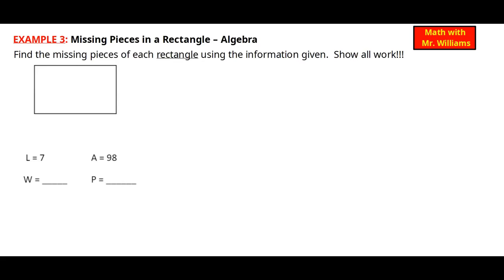Math with Mr. Williams. Example 3. Missing pieces in a rectangle. Algebra. Find the missing pieces of each rectangle using the information given. Show all your work. So here they give us the length, and they give us the area. We're looking for the width. We're looking for the perimeter.